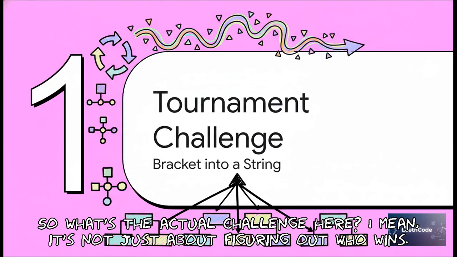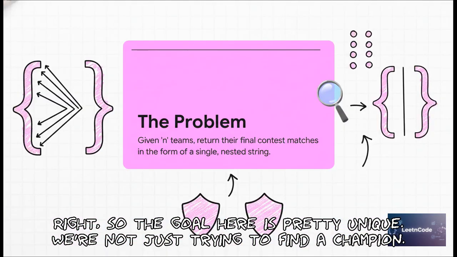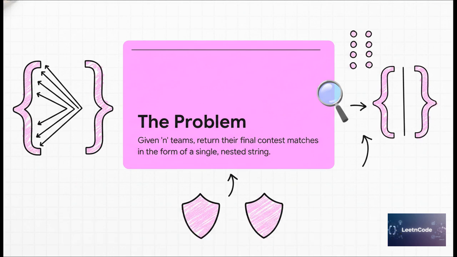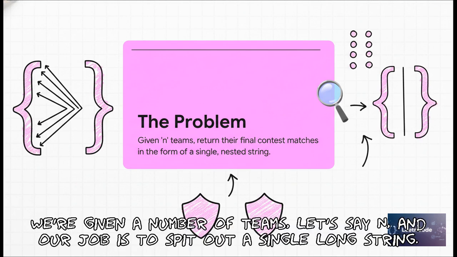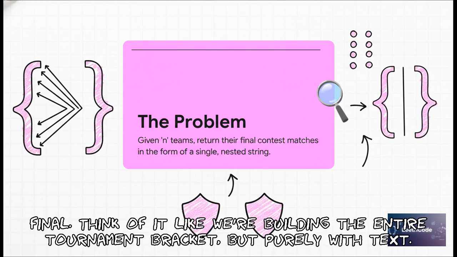So what's the actual challenge here? It's not just about figuring out who wins. It's about how we represent the entire tournament, the whole journey, in a very specific way. The goal here is pretty unique. We're not just trying to find a champion. We're given a number of teams, let's say N, and our job is to spit out a single long string. And this string needs to represent every single match, from the first round all the way to the final. Think of it like we're building the entire tournament bracket, but purely with text.